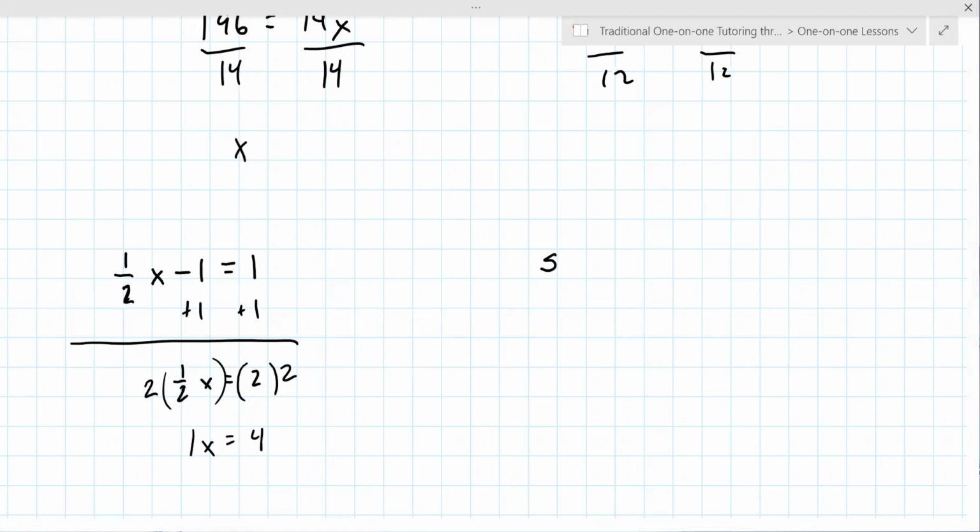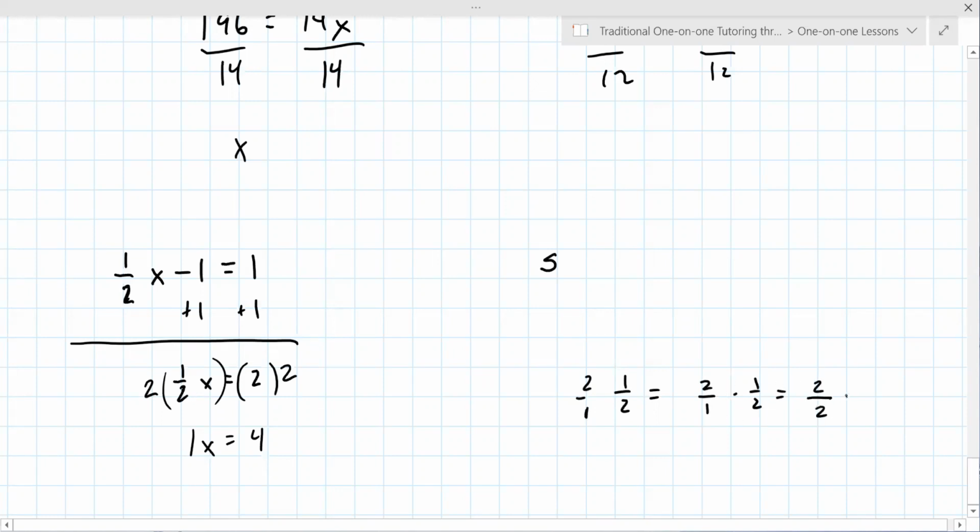So how do you do the 2 times the 1/2 again? I forgot. Yeah. So 2 times 1/2 is the same as 2 over 1 times 1/2. There's really a 1 here. You multiply the top, you multiply the bottom, and 2 over 2 is 1. Anything over itself is 1. Yeah, I know that. Okay.